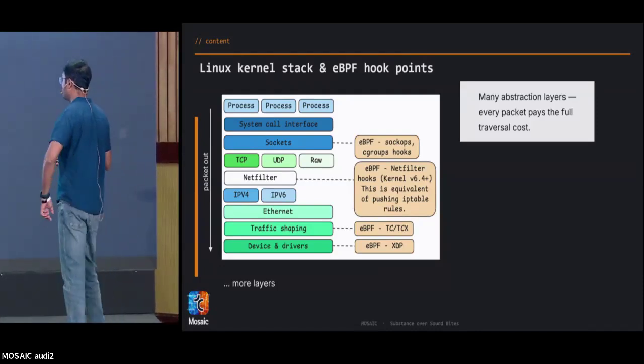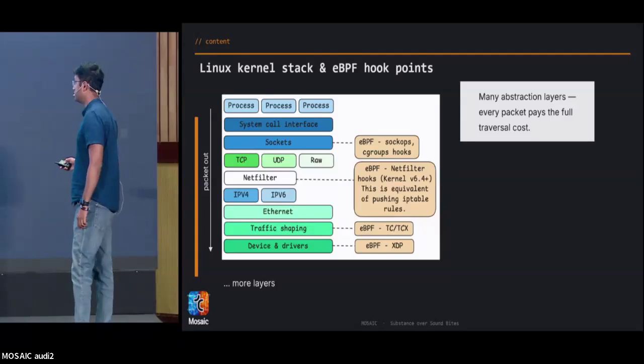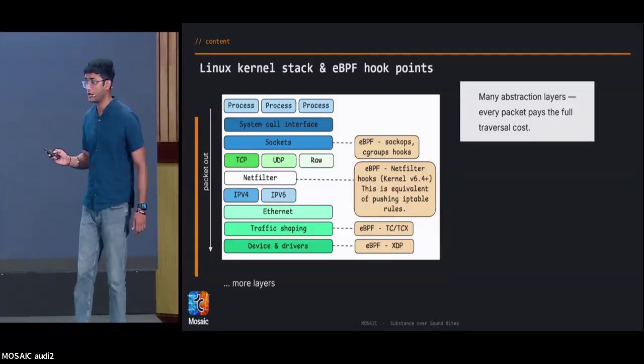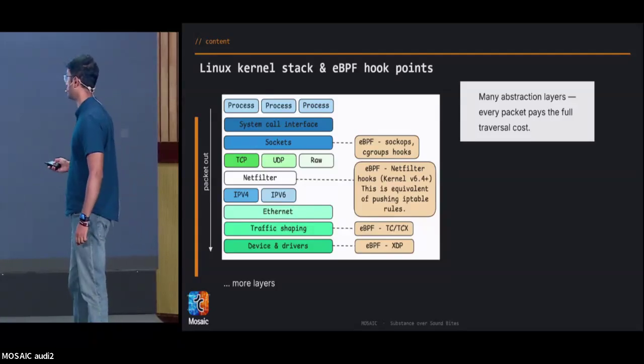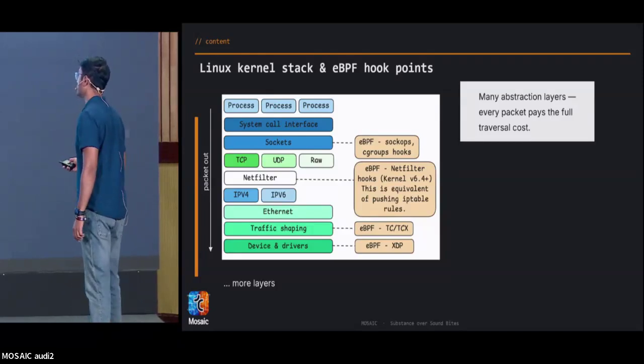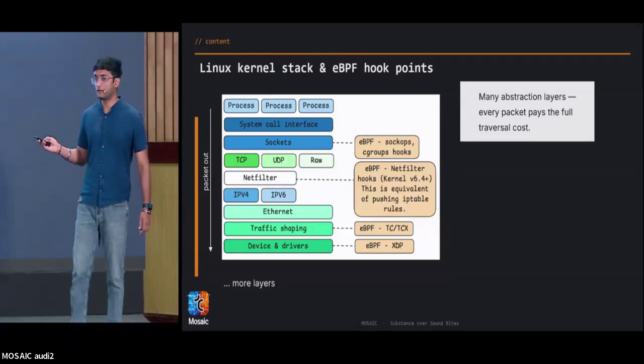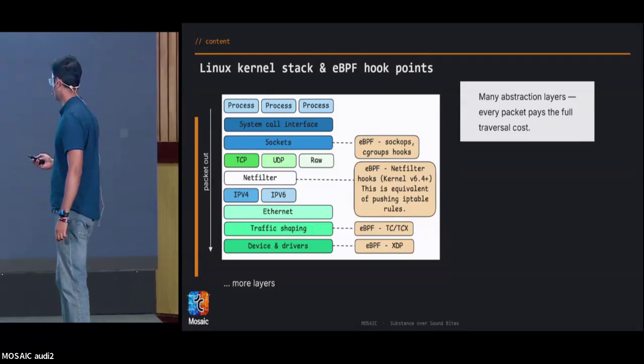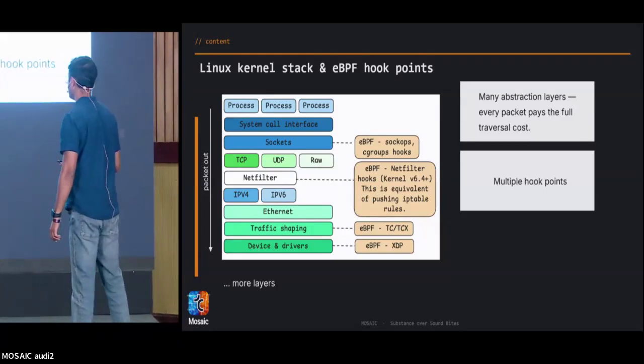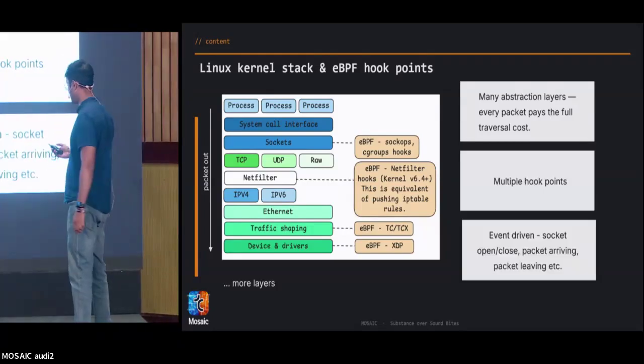The second one is running eBPF at the netfilter layer. This is equivalent to pushing iptables, which we do not want. Then the information at the sockops layer or the cgroups layer is too coarse. We wanted packet-level steering, not socket-level steering. So we evaluated multiple hook points, and things are event driven.